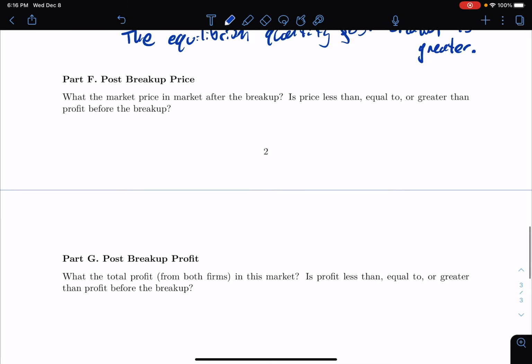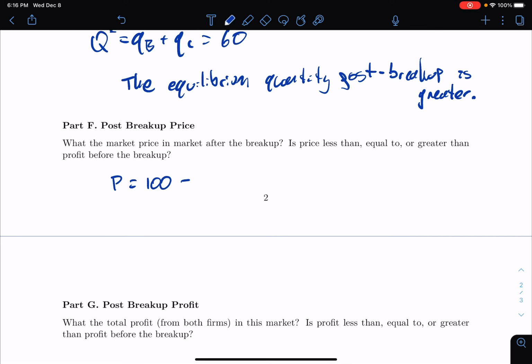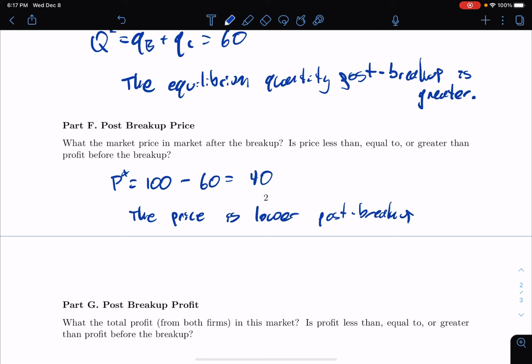So the next thing to do is just find the post-breakup price, and all we have to do is plug the quantity into the demand curve, and that gives us a price of 40. And again, this is sort of better for consumers. The price is lower post breakup.